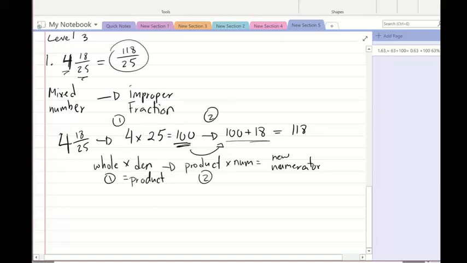Now the next step is basically the same as level 2: 118 divided by 25. You have your calculators, right? That gives you 4.72, and this is in decimal format. It's already in 2 decimal places. You want to convert this to a percentage, right? Remember, to convert to a percentage, you could either times 100 or move the decimal 2 places to the right. So 4.72 times 100 gives you 472%, right?